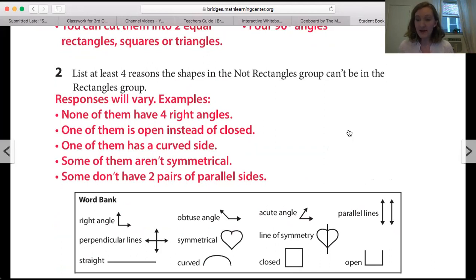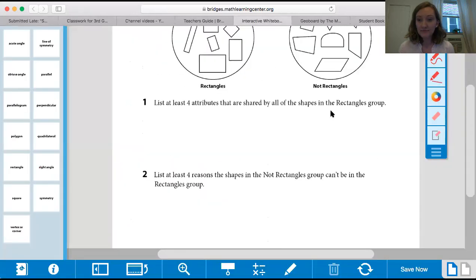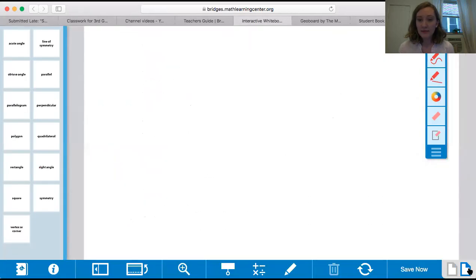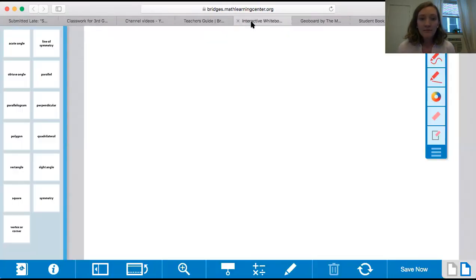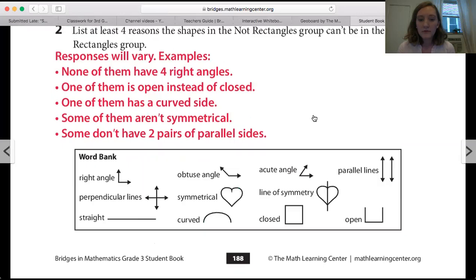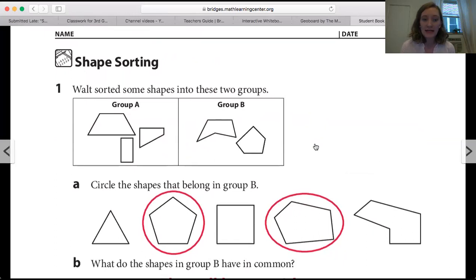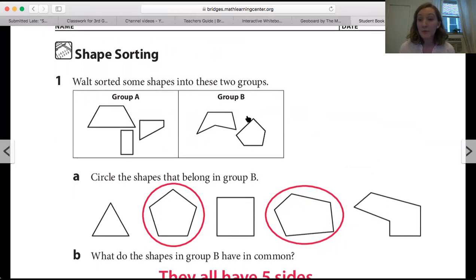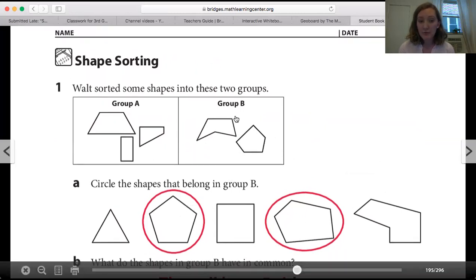Okay, great. We're going to move on to page 189. Okay, shape sorting, page 189. So we have group A and group B, and you're going to circle the shapes that belong in group B. And I have the answers right here for you. This shape and this shape belong in group B.